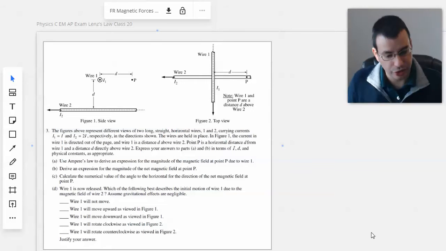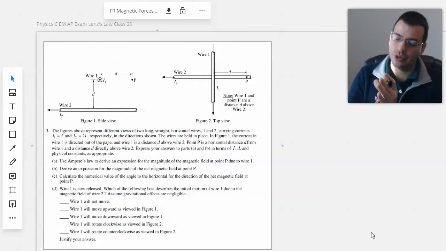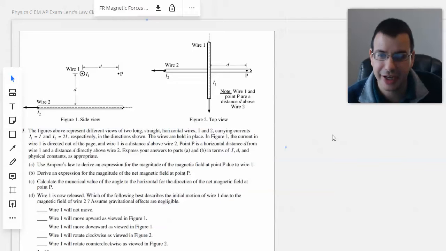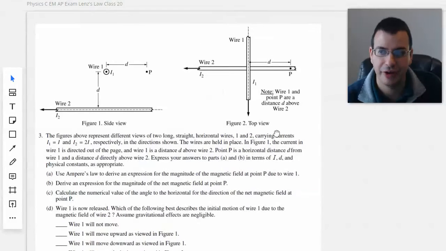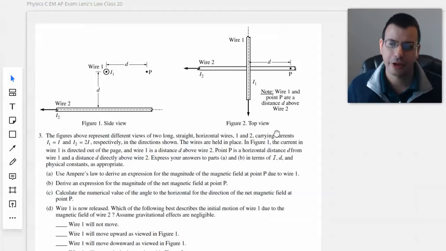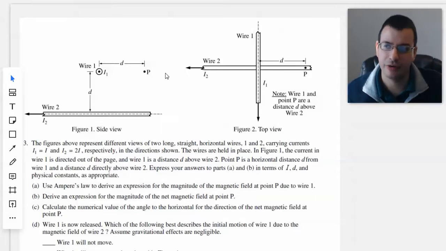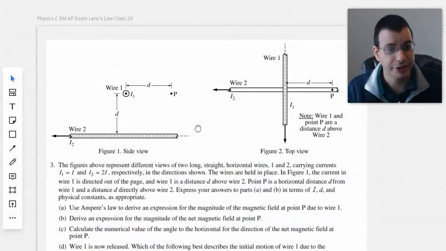With the AP exam, you have 3 free response questions. And there's a good chance that the third question you'll have on the free response will be Lenz's Law. They tend to go in order. So this will be the last major topic that we cover for AP Physics.